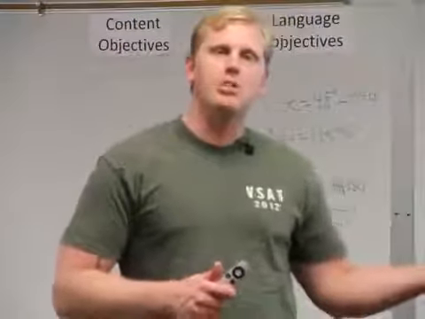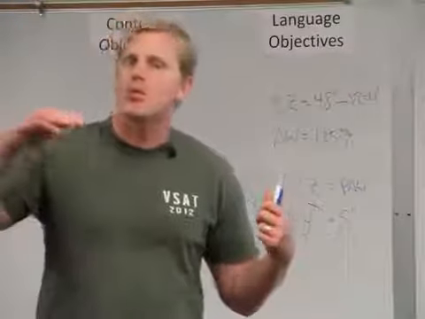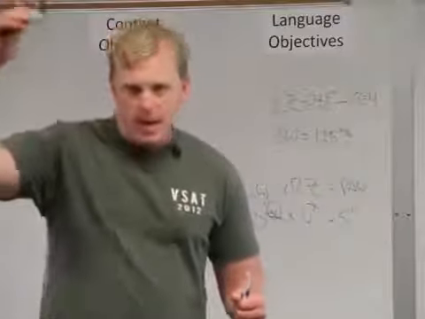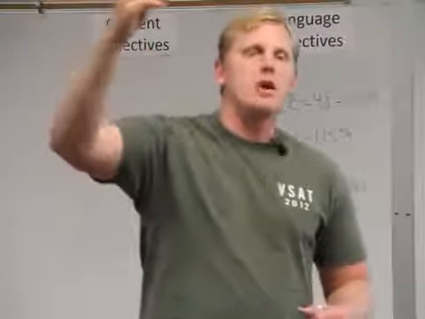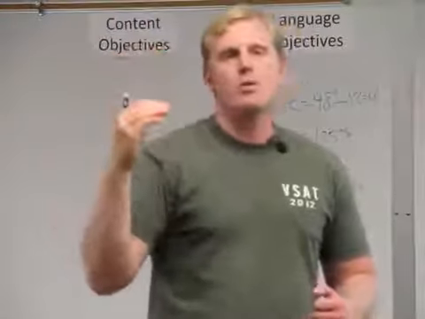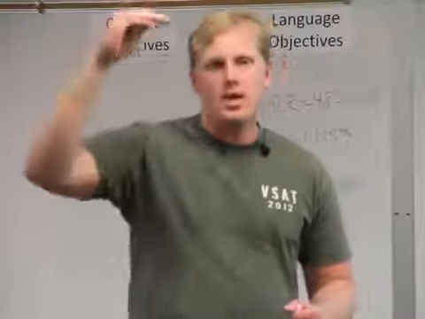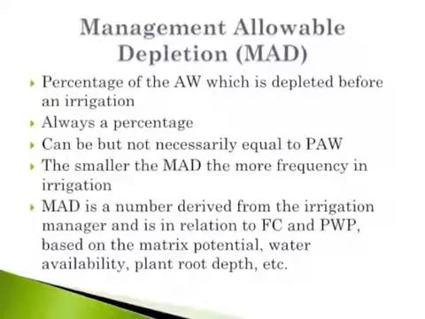The biggest use of managed allowable depletion is we never want to hit the permanent wilting point, right? If we hit the permanent wilting point, the plant begins to wilt and die. So we always want to irrigate before we get to that point, and we want to fill that soil reservoir up, but we never want it to hit that permanent wilting point. So one of the uses of managed allowable depletion is to ensure that we're never going to hit that permanent wilting point and see adverse effects on our crop.